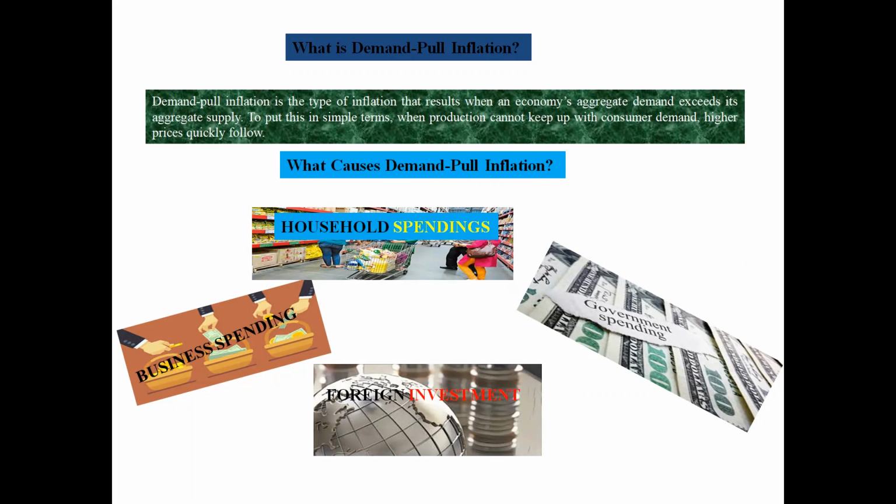household spending. We know that the income of the household may increase due to different causes: creation of more jobs in the economy, more investment by the government, more business spending, foreign investment, like that. So different factors may influence the income of the household. If the income of the households goes up, then the purchasing power of the household will increase. As a result, they will demand more goods and services in the market. But the production of goods and services will not increase at the rate the income of the household increases. So it creates demand pull inflation.